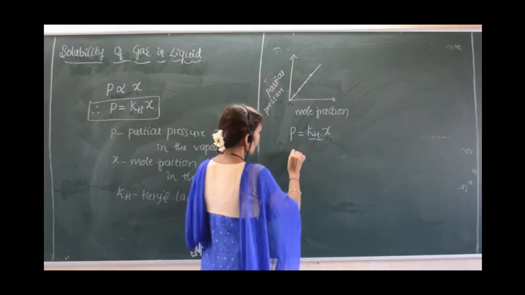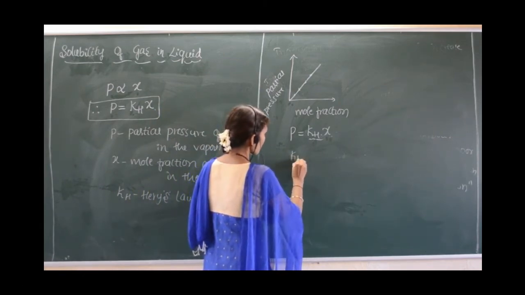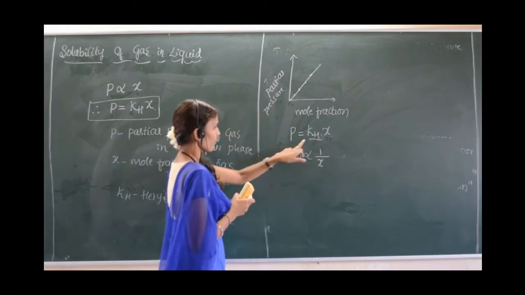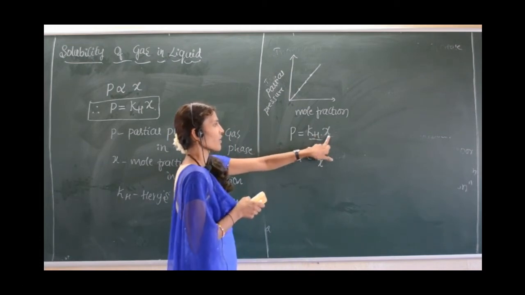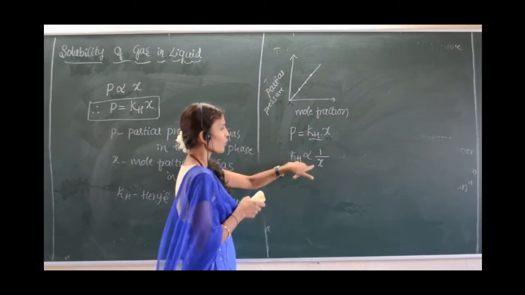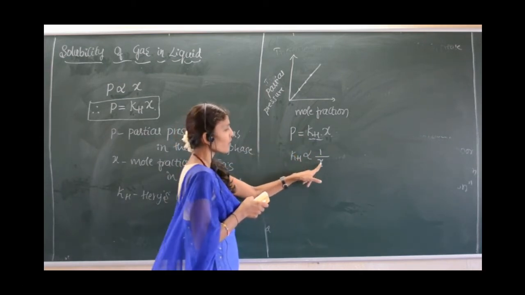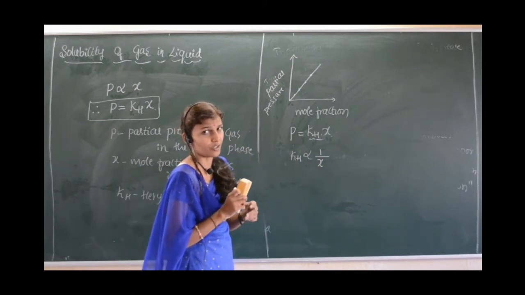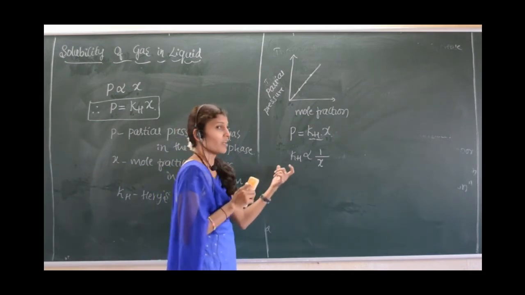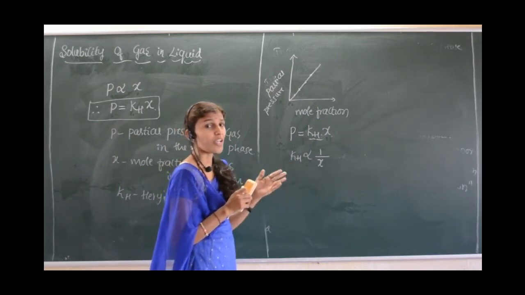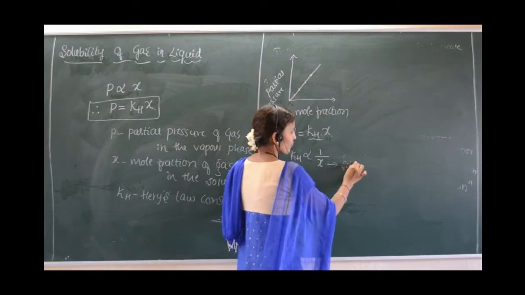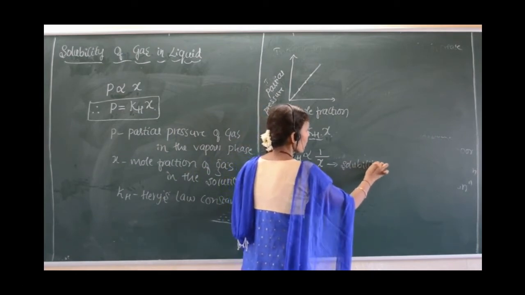And one more thing, if I want, this expression can also be written in this form. See here, Kh keep as it is, X moves to this side and the pressure you take as constant, what happens? This equality sign goes to proportional. Kh is inversely proportional to the mole fraction. Keep in mind, Kh is inversely proportional to the mole fraction. Higher the value of Kh, lesser will be the solubility. Mole fraction means what? Solubility itself.